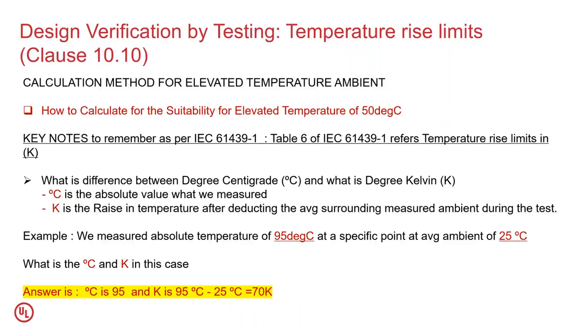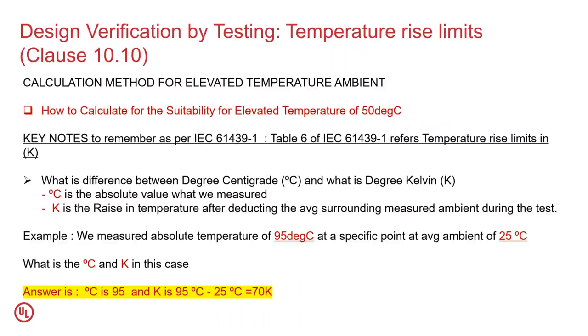Let me take an example here. We measured an absolute temperature of 95 degrees centigrade at a specified point at an average ambient temperature of 25 degrees centigrade. In this case, what is the degree centigrade and what is K?